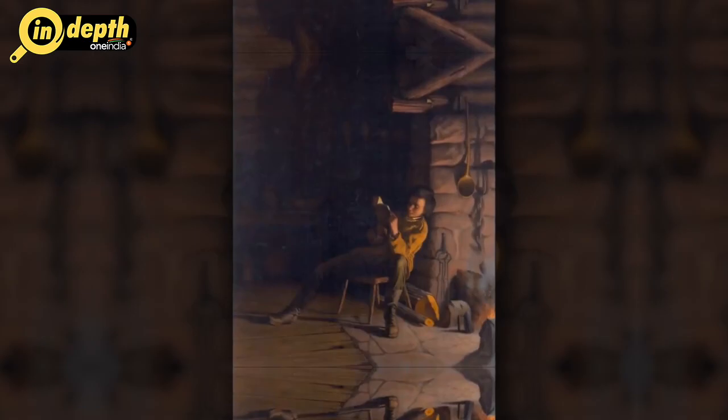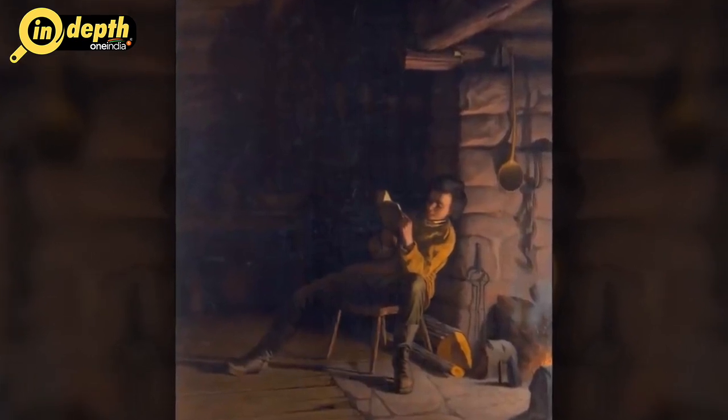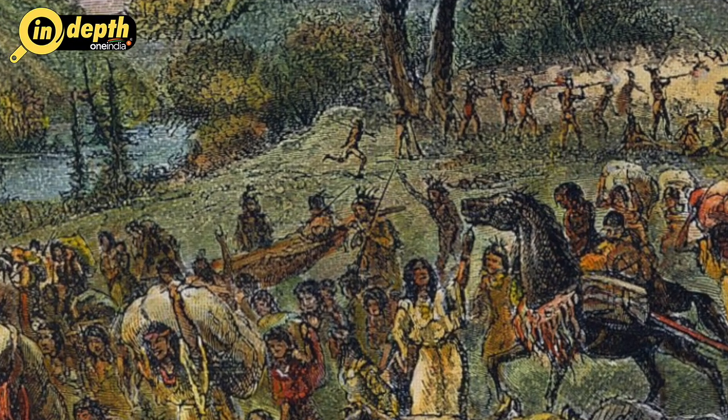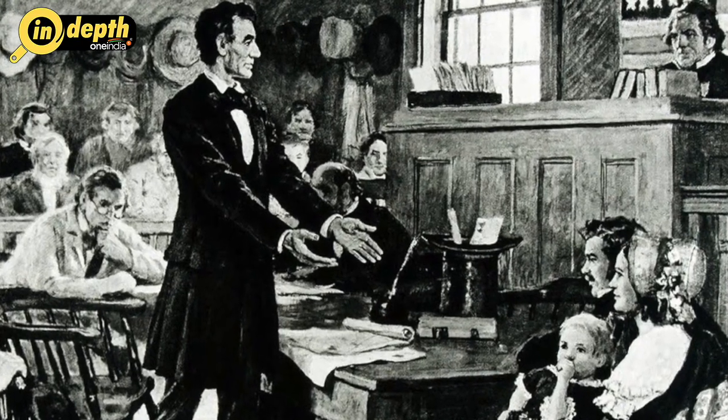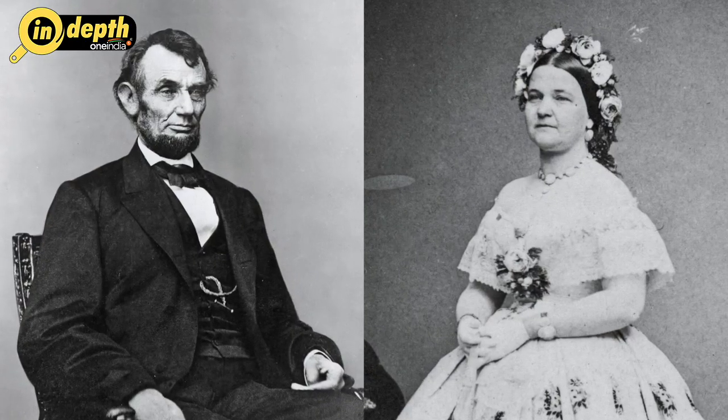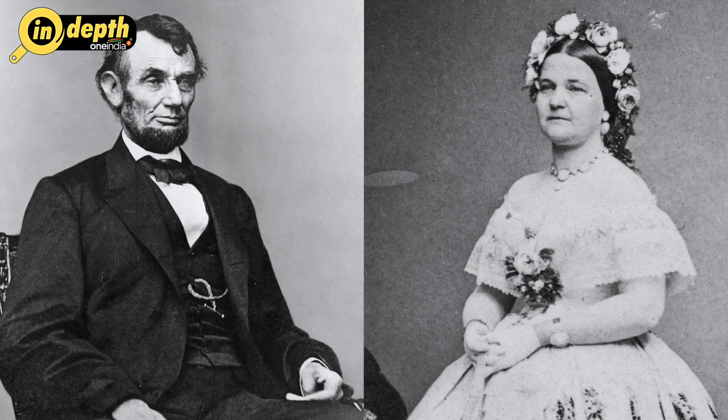He went to school for a year and then continued to study on his own to improve his knowledge. Later, his family moved to Macon County, Illinois in March of 1830. When the Black Hawk War broke out in 1832, he volunteered and was elected captain of his company. A few years down the line, he passed the bar exam and became a lawyer in 1836, and he began practicing it in 1837. Abraham Lincoln married Mary Todd in 1842 and they had 4 sons.